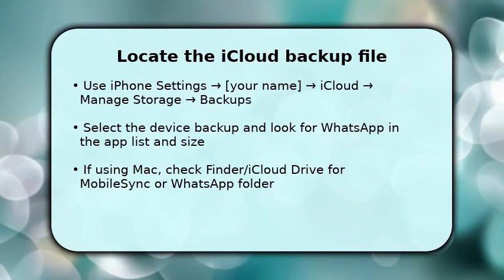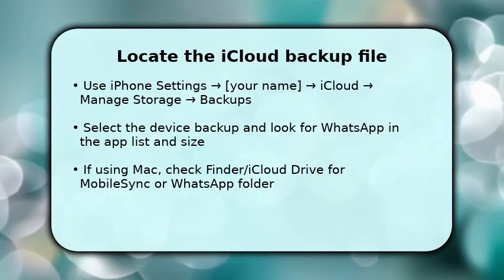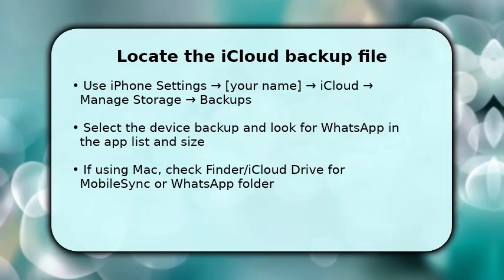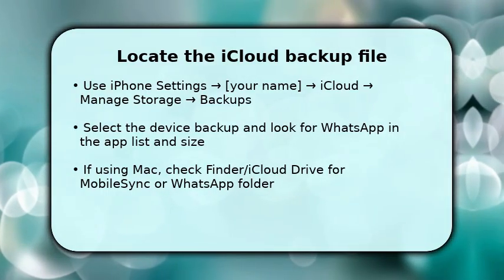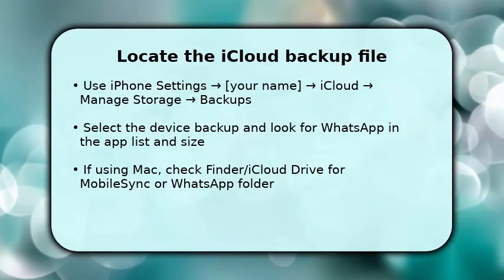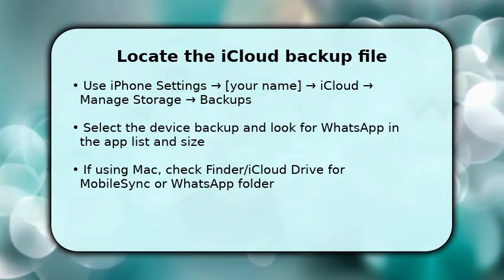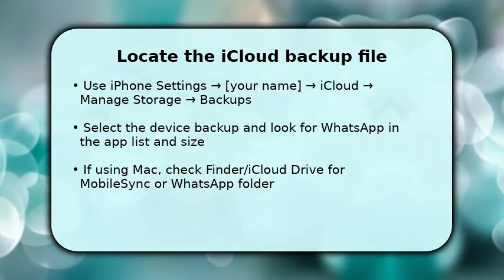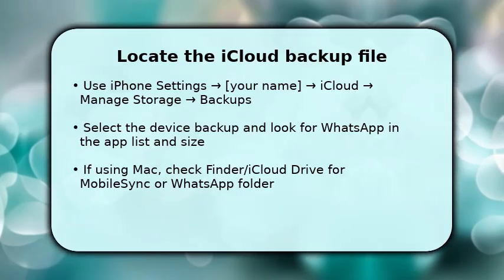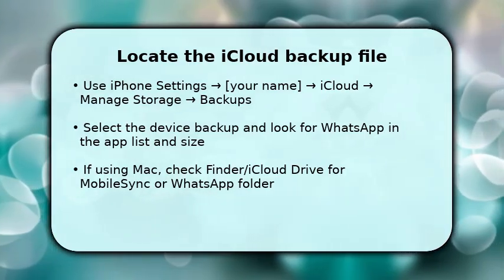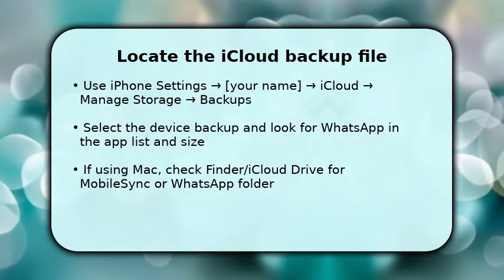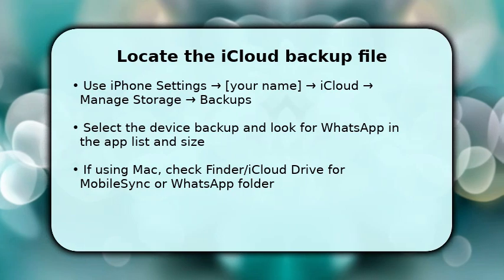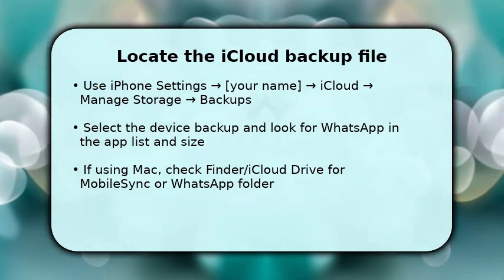You now locate the actual iCloud backup container. On the iPhone, go to Settings > your name > iCloud > Manage Storage > Backups, pick the device backup, and scan the app list for WhatsApp and its storage footprint. That confirms WhatsApp data is included. If you prefer a Mac, sign into the same Apple ID and inspect iCloud Drive or Finder's iCloud storage for mobile sync or a WhatsApp folder. This helps you verify the backup exists server-side before you attempt any restore or migration.